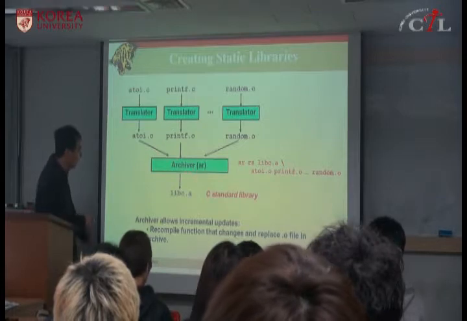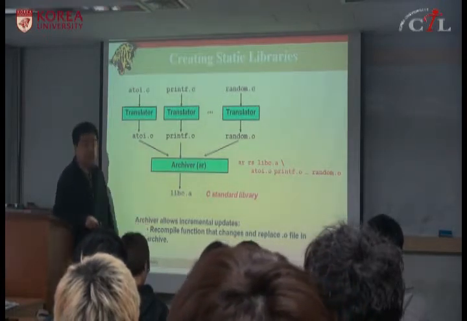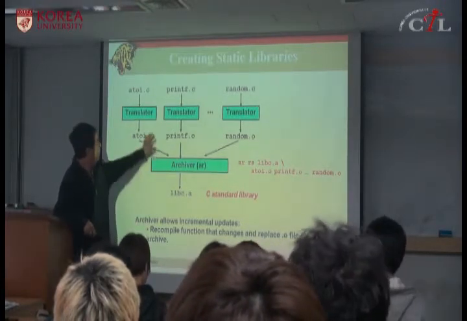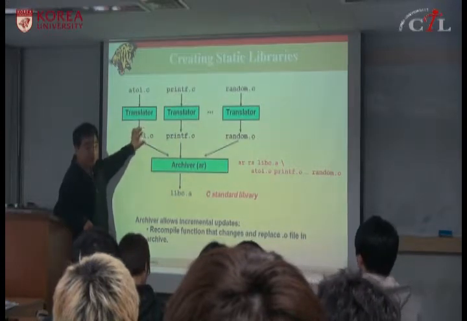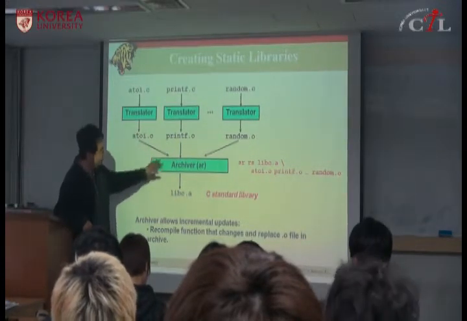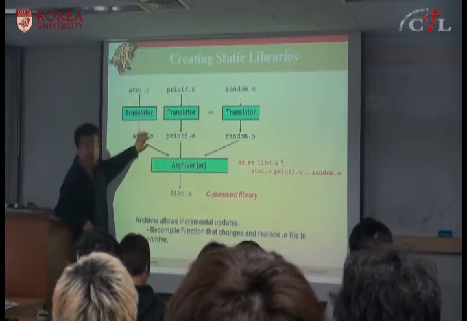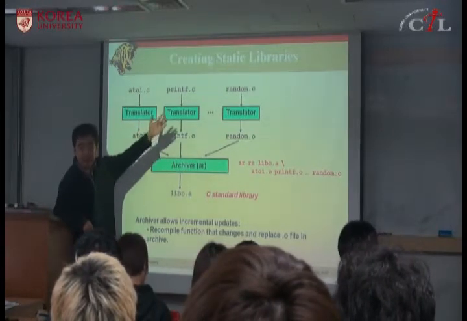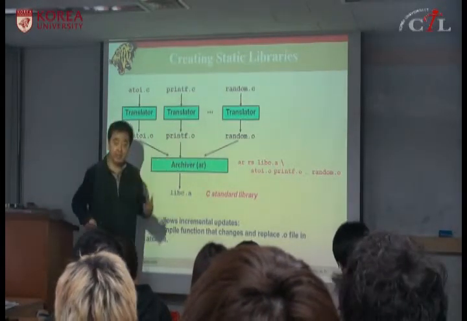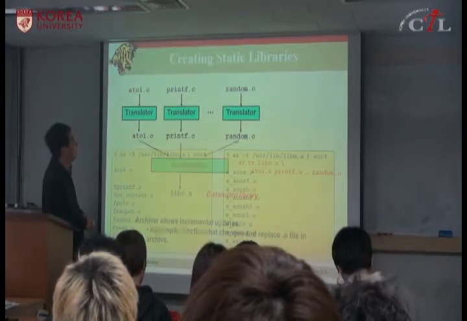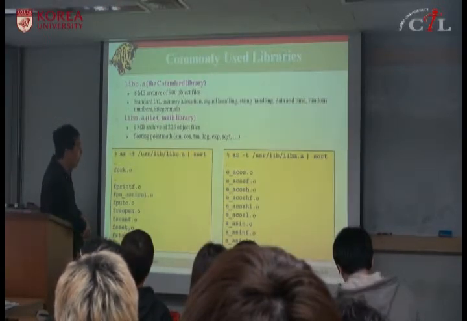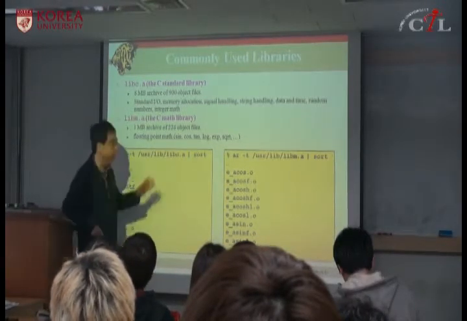And using the archiver, you can do incremental updates. So if you change only this one, you only need to recompile it, and using the archive command, you can update only this one, instead of having to touch the other object files. Okay. So what are the libraries?